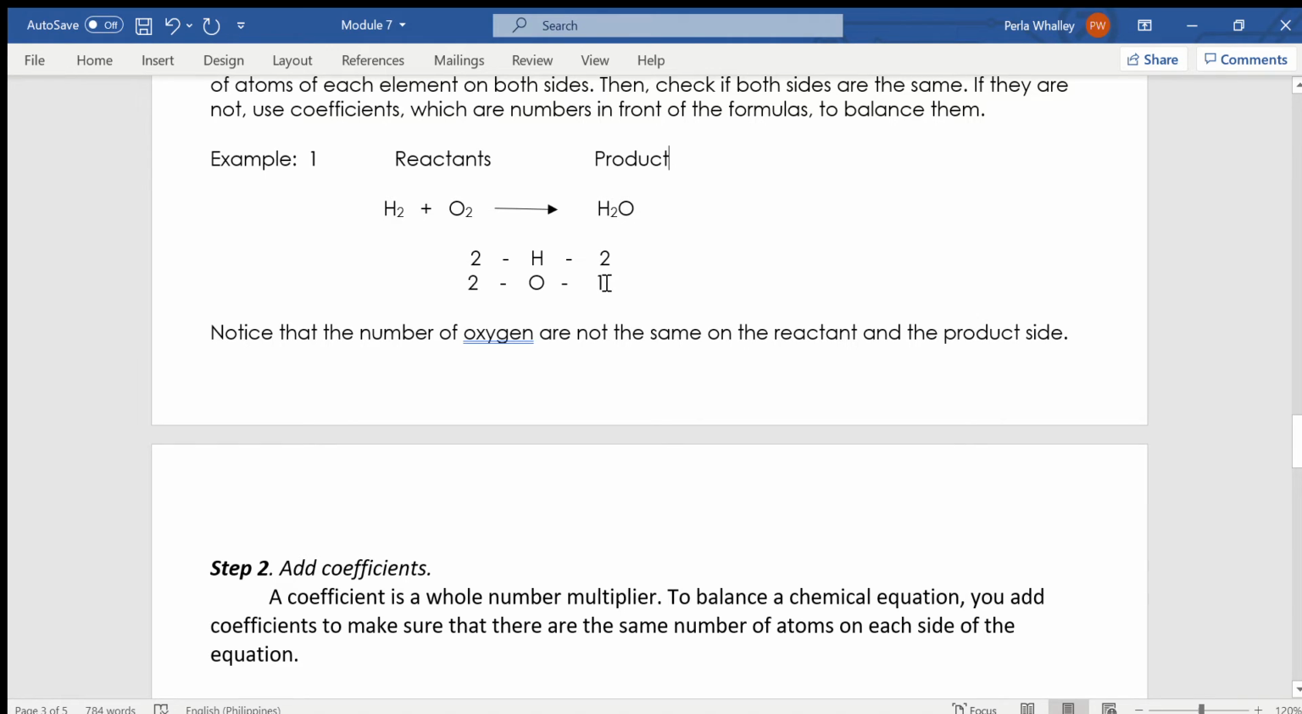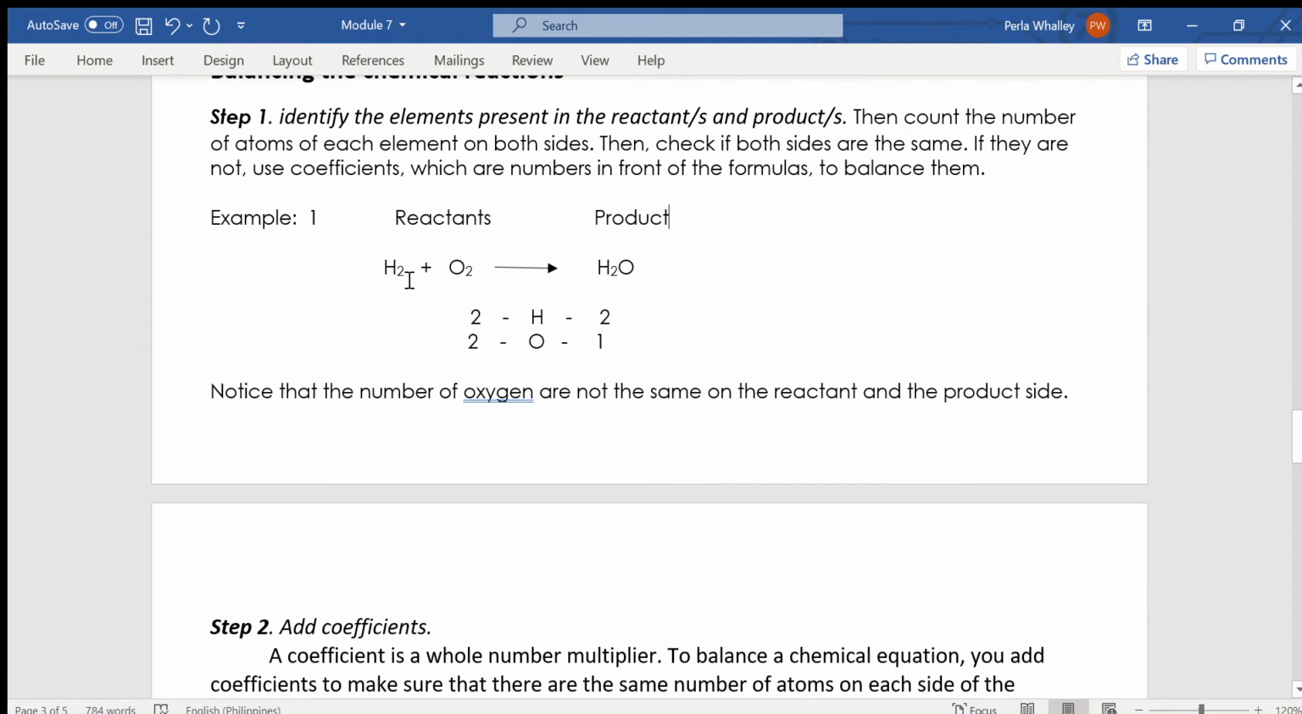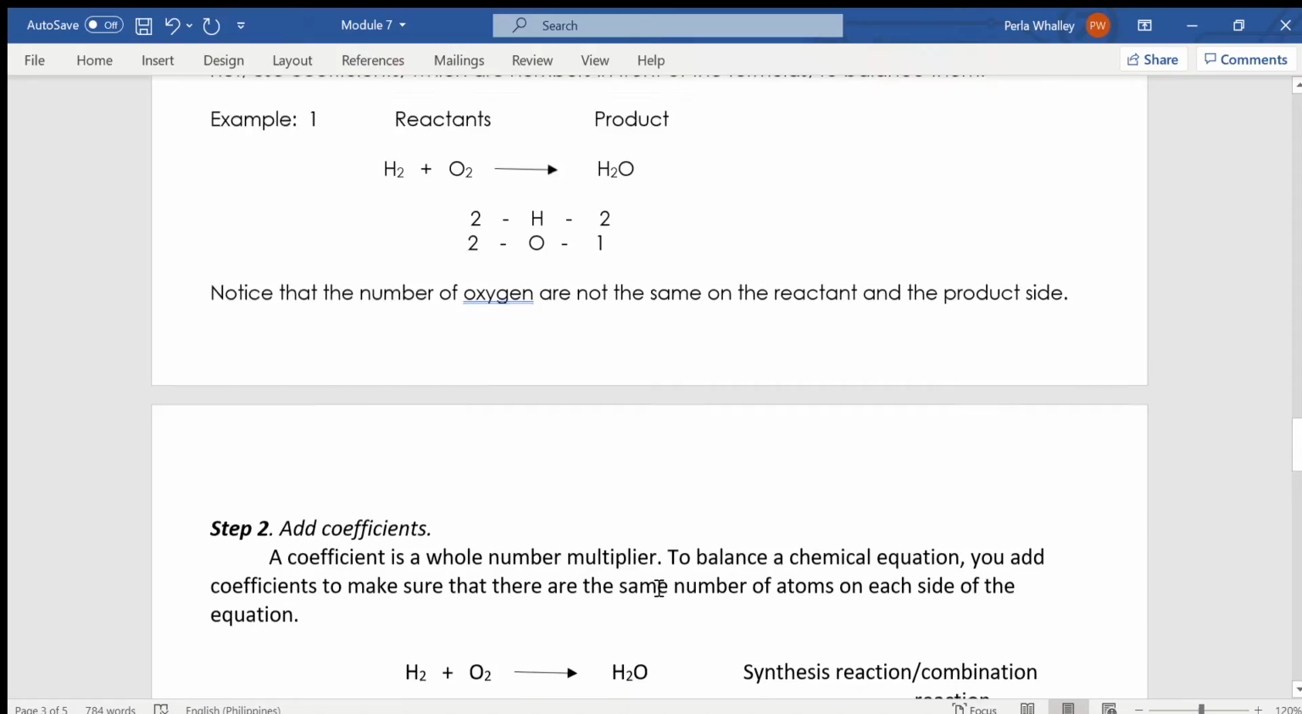And then count the number of atoms. So there are 2 H and there are 2 O on the reactant side. And H on the product side is 2, while oxygen is equal to 1. Notice that the number of oxygen are not the same on the reactant and the product side. Okay? They are not equal. So, step 2.